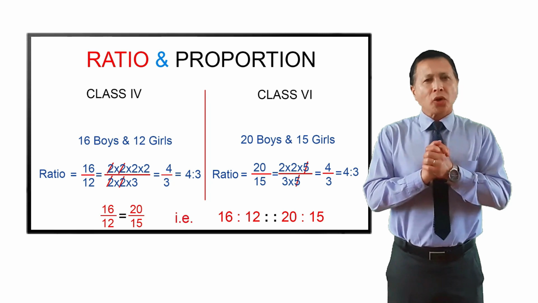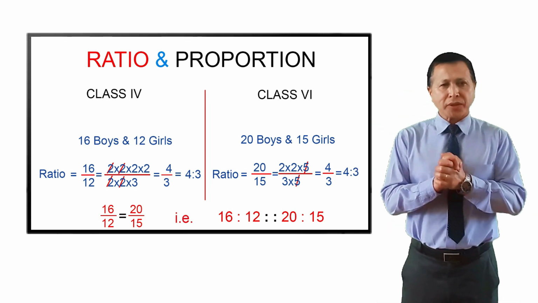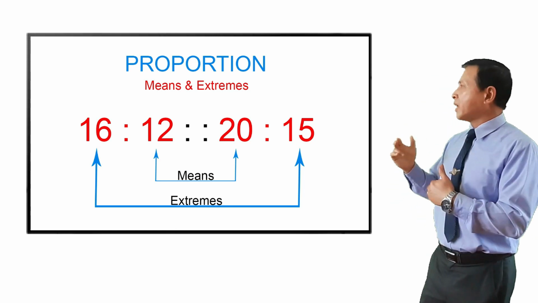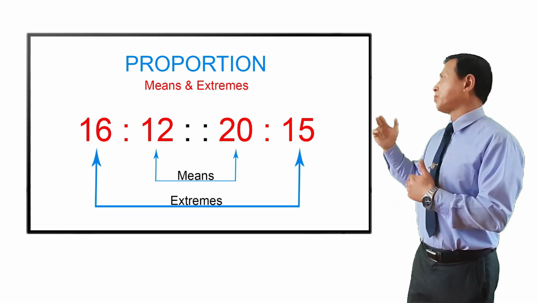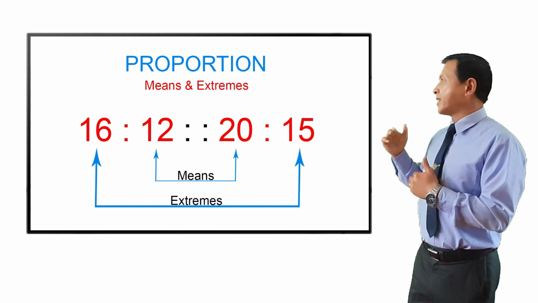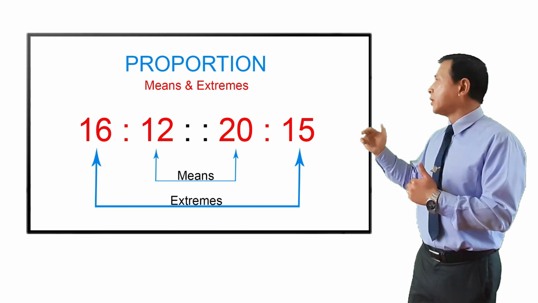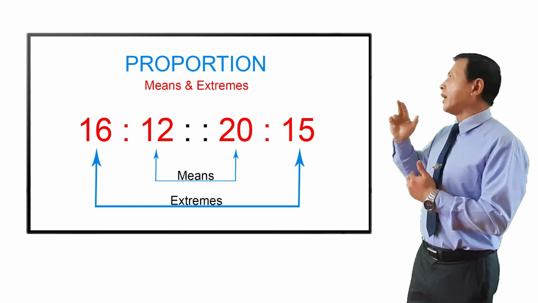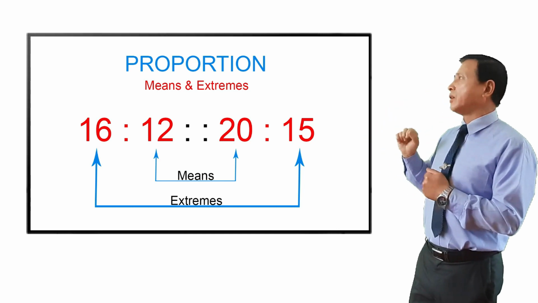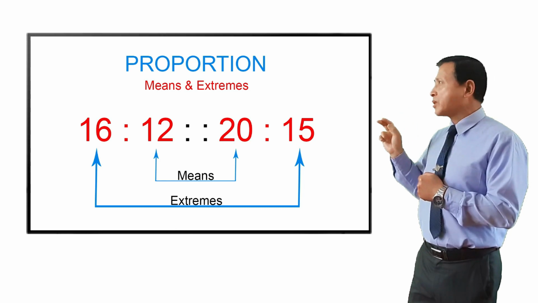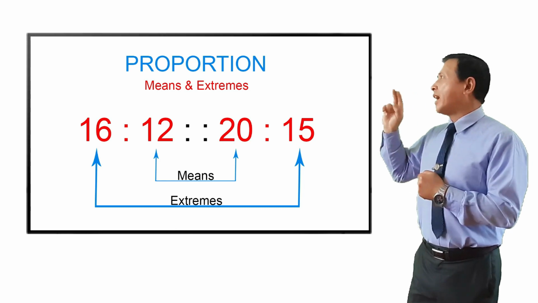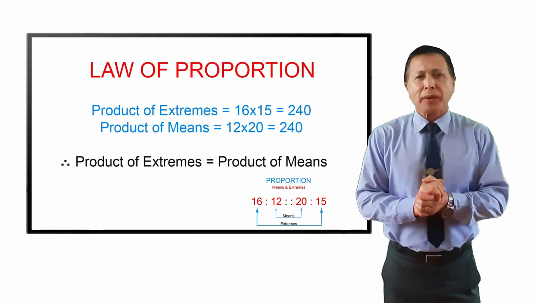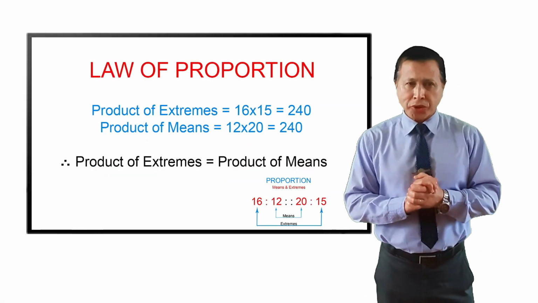Now let me talk about the terms of the proportion. For example, in the slide we have 16, 12, 20, 15 as the first, second, third and fourth terms respectively. Over here, the first term and the fourth term are called extremes, and the middle terms, second and third, are called means. Now we'll learn about the law of proportion.